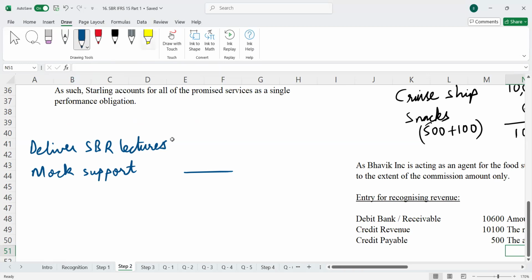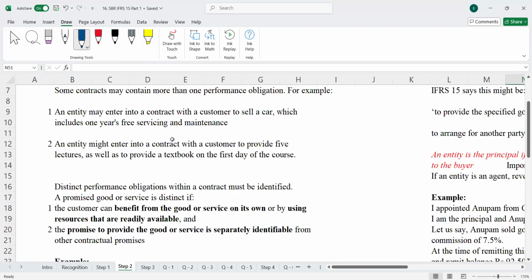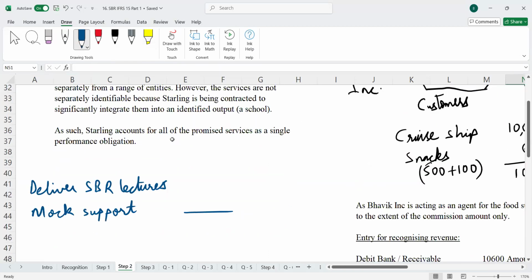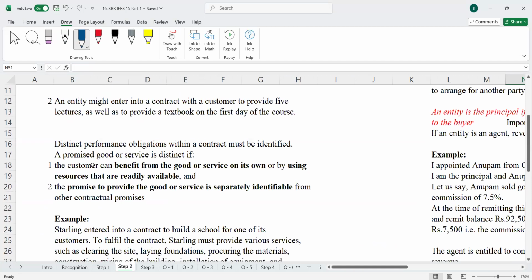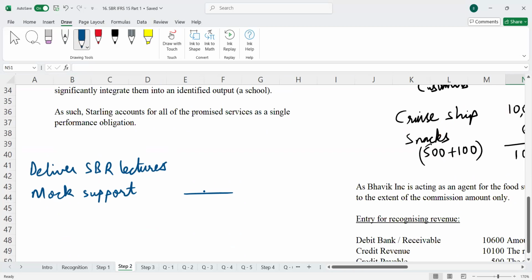In every contract that you enter, you need to see whether there is one performance obligation or two performance obligations, and there are criteria that need to be met. Only then can you say that the promised goods or service is distinct. Now tell me, considering our terms and conditions, firstly, can you benefit individually from either of the services on your own? If I just provide you the SBR lectures, will you benefit from this?